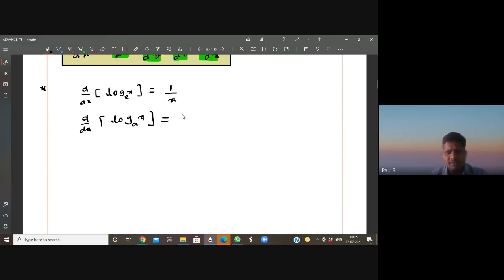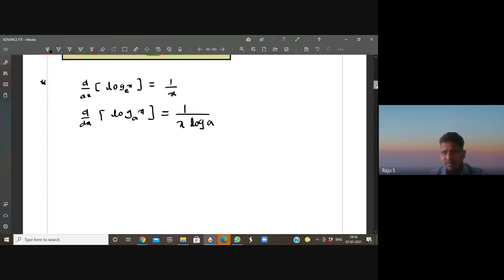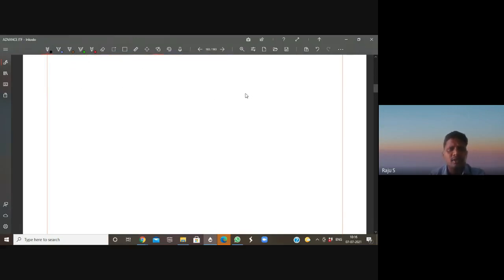Actually, here it is 1 by x log a, base a. Because here log e value is 1. So remember that, you should observe the base first. Log e value is 1, so there is no need to write log e here. Simply we'll write 1 by x. It is not always 1 by x, it depends on the base. Okay, fine.